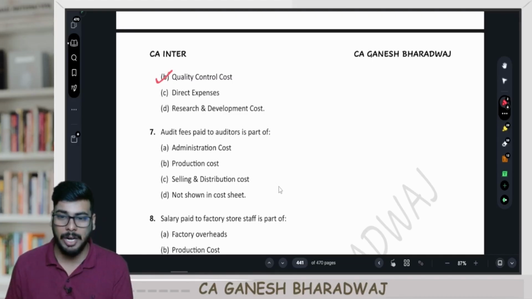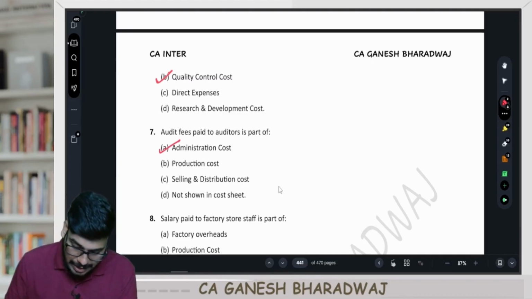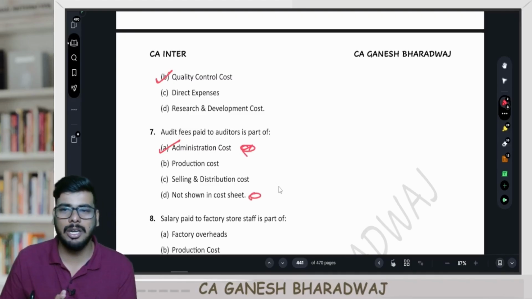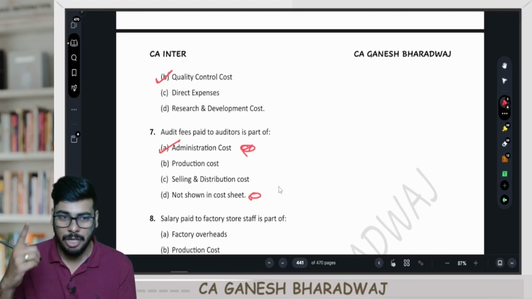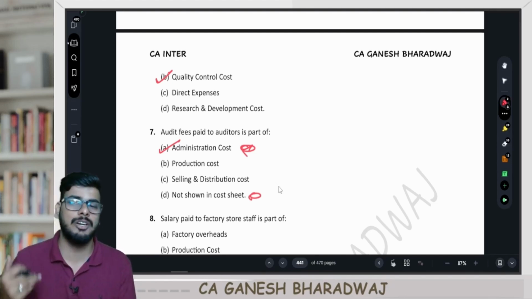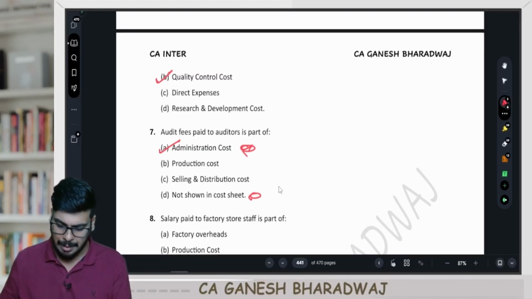Then, audit fee paid to the auditors. It is going to be admin overheads. Students will get confused between option A and option D. They will think, you told me audit fee will not at all come, sir. It is not a part of costing only. No, audit fee is administration related. Without audit, how can you run your company? It's mandatory as per the company's law.